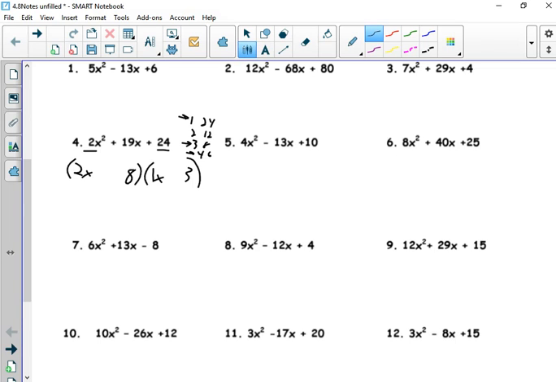Now we're going to check it. We got to get 19 in the middle. So this is going to give me 8. This is going to give me 6. That did not give me 19. So I erase them and switch them and put the 8 here and the 3 here. What do I get? 3 times 1 is 3. 2 times 8 is 16. 16 plus 3 is 19. And they're both positive.